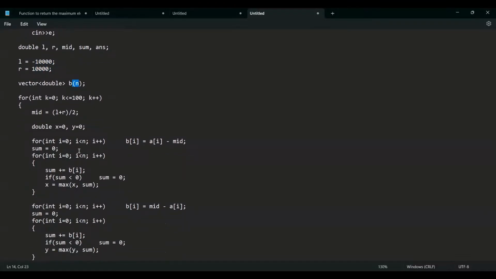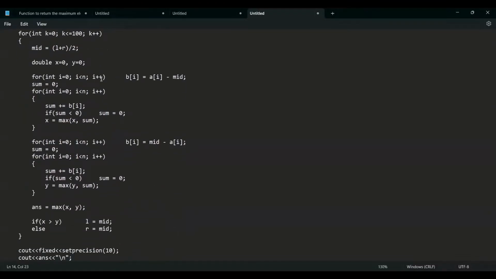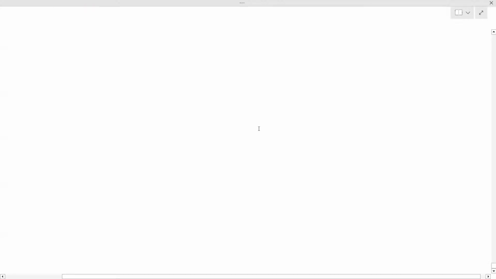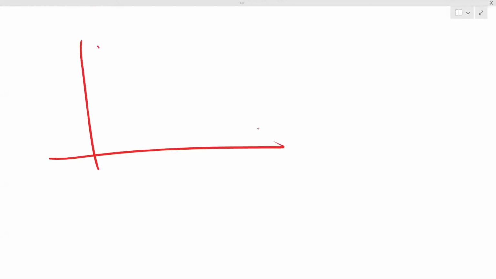You don't actually have to do this, but first I'm taking B of i as A of i minus mid. For each value, this is this. Now I'm calculating the maximum that I can get from this function. And then the other function is mid minus A of i. I have two functions, right? The first function is like this, and the second function is like this. So I'm calculating the maximum sum that I can get for this function also and this function also.